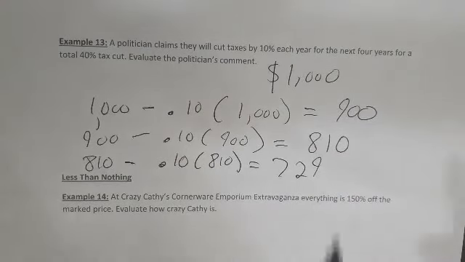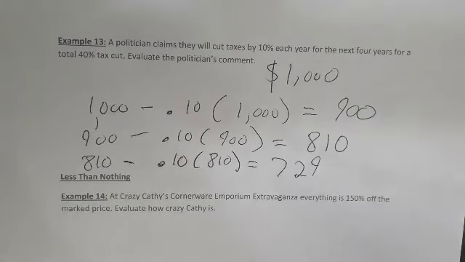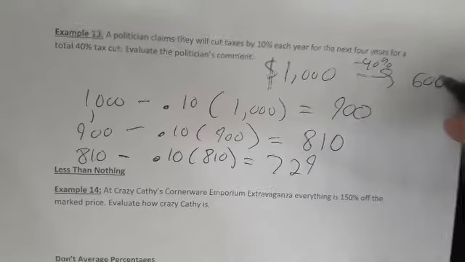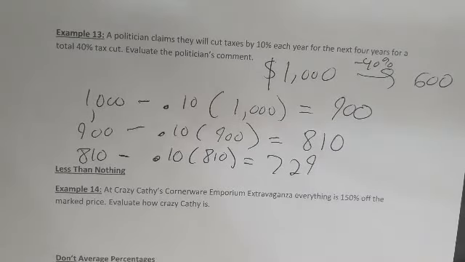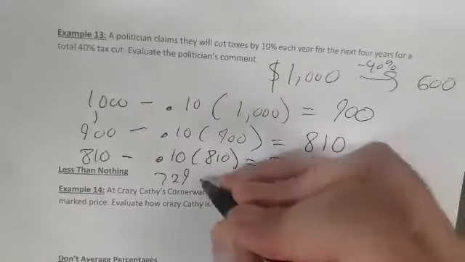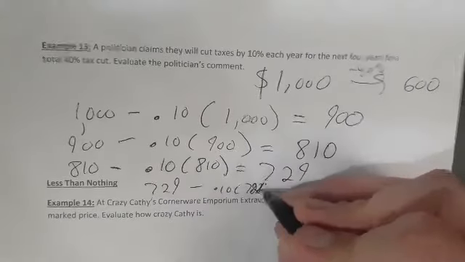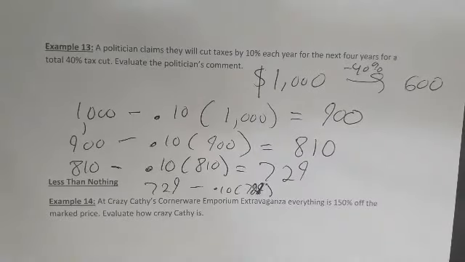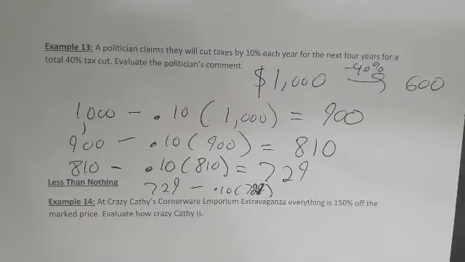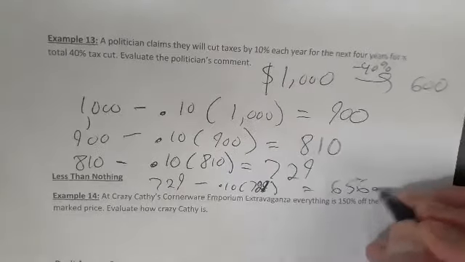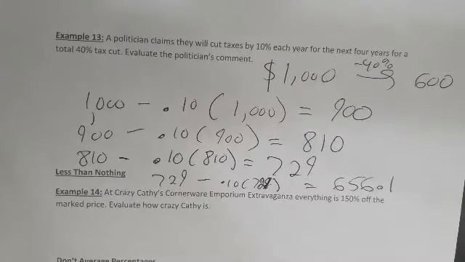If we went down by a total of 40%, that would be 600. So you might want to do it one more time for the last year, just to prove it to yourself. 729 minus 10% of 729 is 656.1. So that is definitely not cutting it down by 40%.